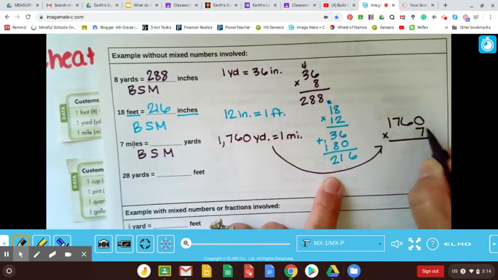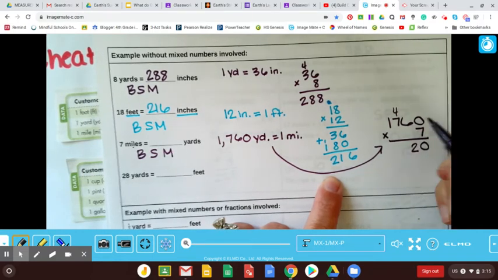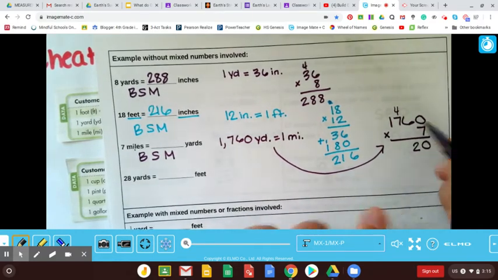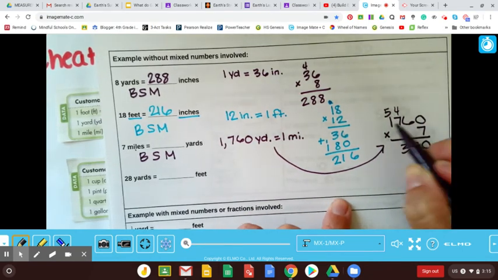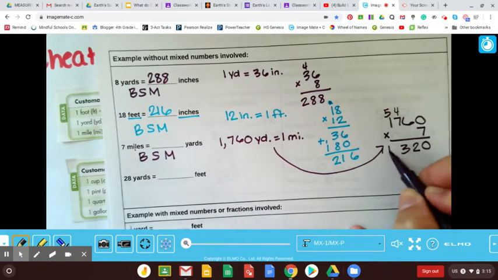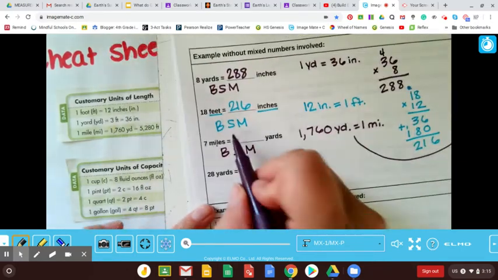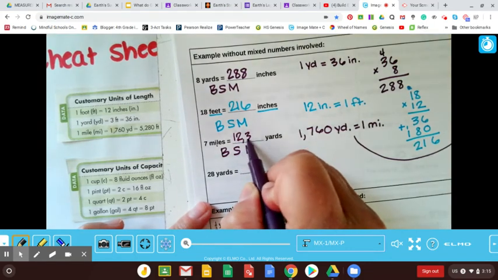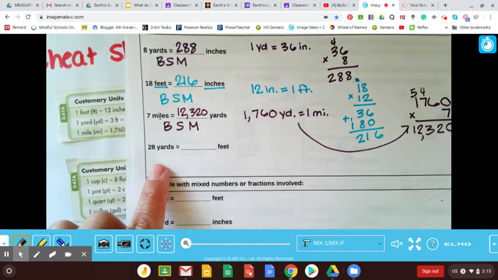Okay. 7 times 0 is 0. 6 times 7 is 42. 49, 50, 51, 52, 53. 7, 8, 9, 10, 11, 12. And bam, we have 12,320. That's our answer. All right, let's do one more.